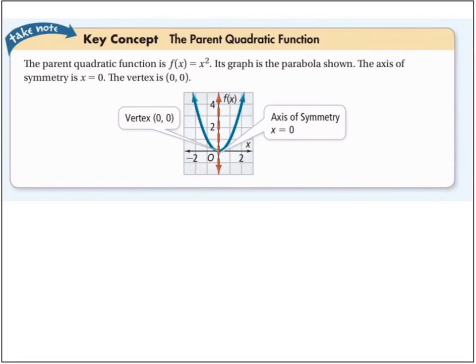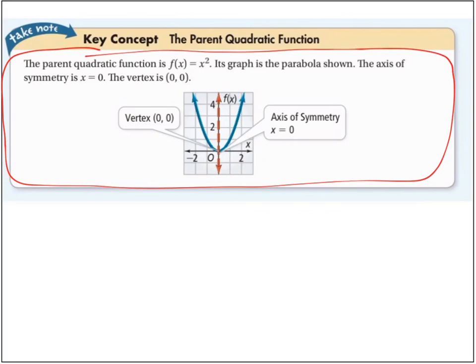Keep in mind, here we have the parent quadratic function. It's just your standard parabola that has its vertex at the point 0, 0, also known as the origin, and its axis of symmetry is at x equals 0. So before we start anything else, it's something to keep in mind. It's going to help us apply our transformations and create our graphs that much faster.